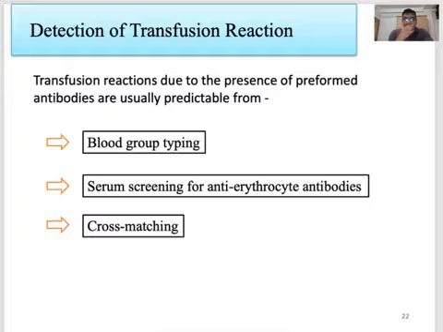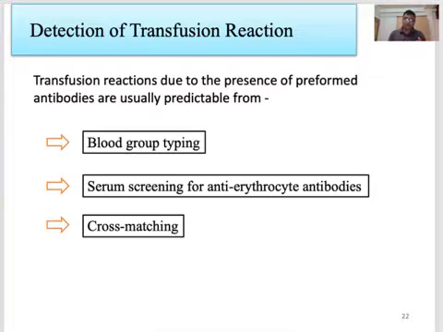Now how can we detect transfusion reactions? If we want to donate blood, first we need to check whether any transfusion reaction can occur. How is this usually done? By checking the blood group, what the blood group of the donor and recipient is, and by serum screening, where the serum of the donors is screened to check what kind of anti-lymphocyte antibodies the donor has.